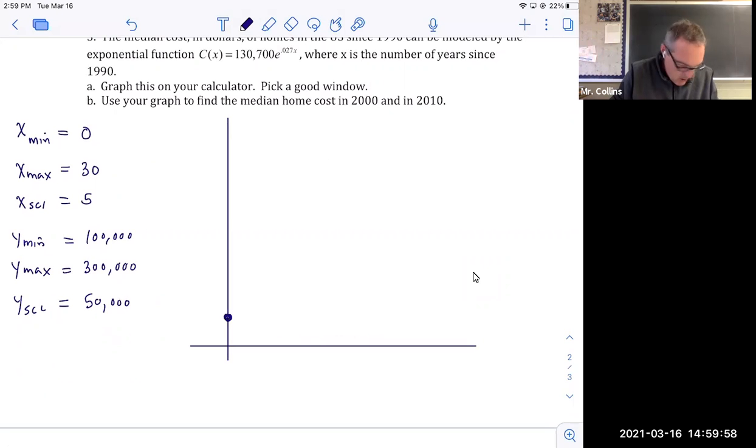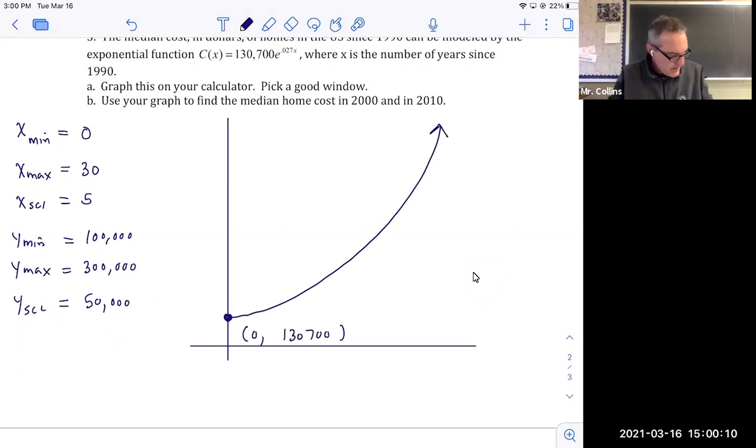Again, at 0, you're at that, what is it, 130,700. And then of course it's the slow growth because it's population growth, right? Actually, it's not population growth. It's the cost of a house, right? And you could plug in some values.